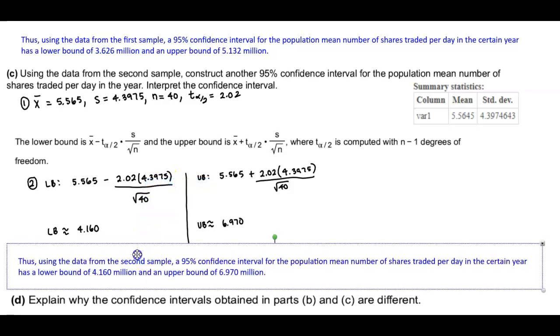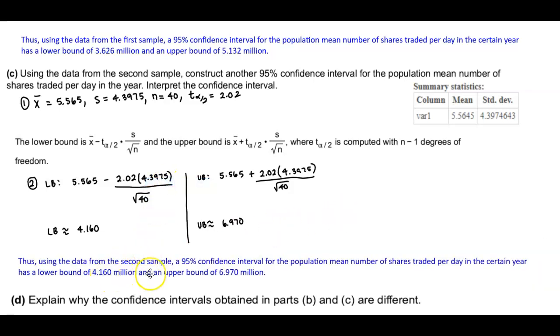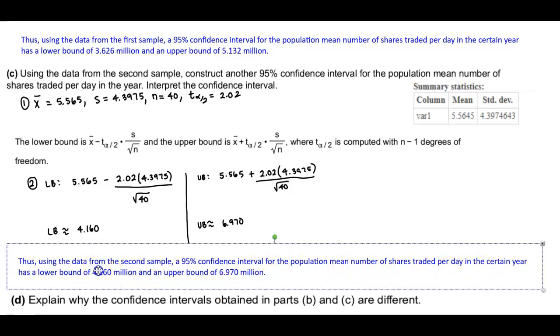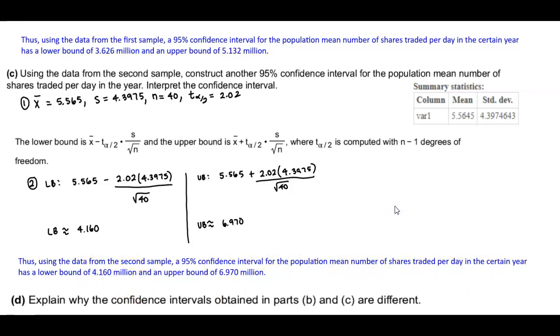So we're going to summarize here. Using the data from the second sample, a 95% confidence interval for the population mean number of shares traded per day in a certain year has a lower bound of 4.160 million and an upper bound of 6.970 million.